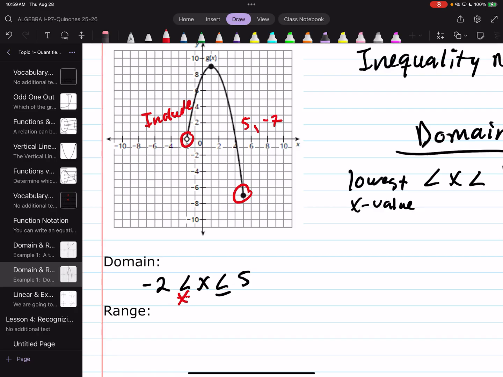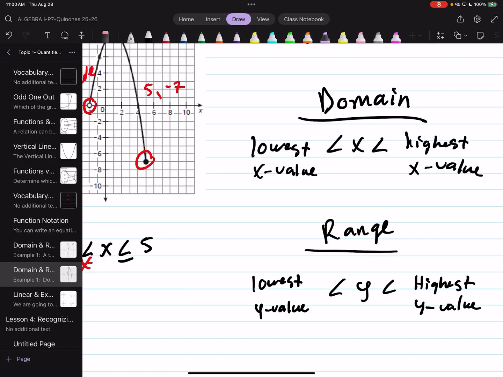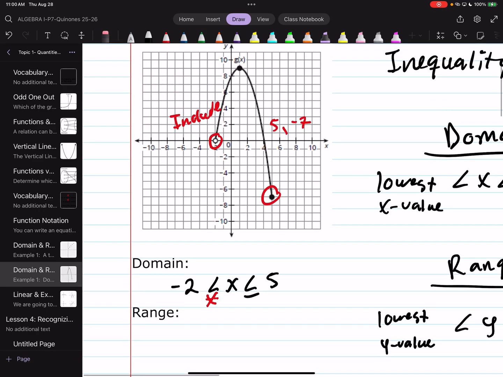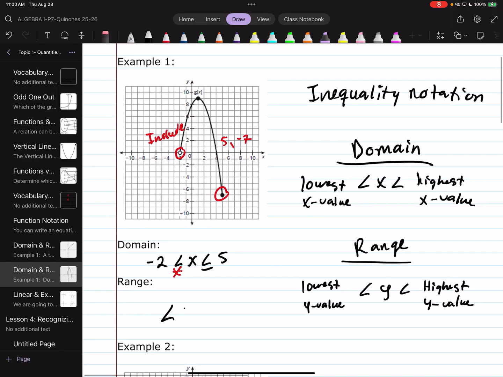Okay, let's talk about the range then. Same skeleton. For the range, it's the same thing: lowest y value, highest y value. I want you to talk about it with your groups rather than me giving you the answer or all of us saying it together. I'll give you 60 seconds. What is the range for this graph? I'll zoom out so you can get the skeleton. Here, I'm going to write it also: less than y less than.